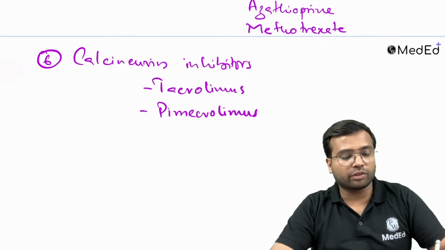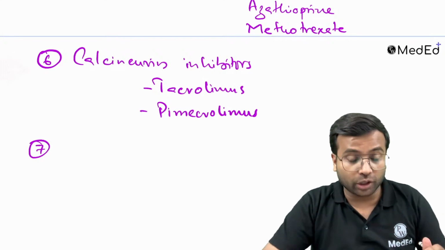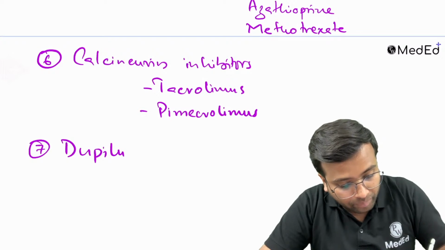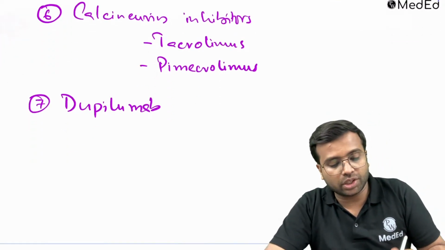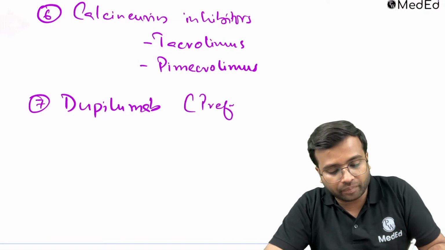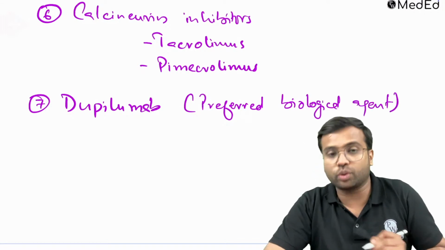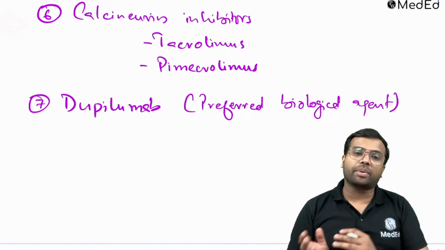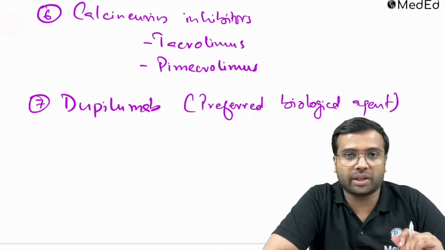Now, recently, some of the biological agents are also being tested. So the biological agent of our choice is going to be dupilumab. So dupilumab is going to be one of the preferred biological agents that is being used. This is going to be a monoclonal antibody. So dupilumab is going to be the preferred biological agent for the management of atopic dermatitis.